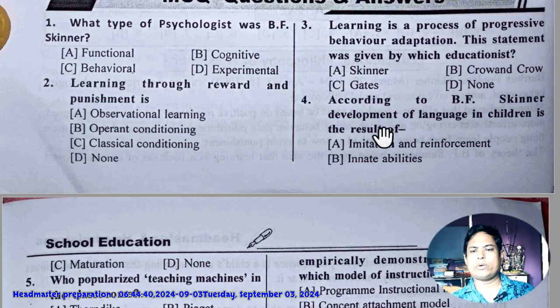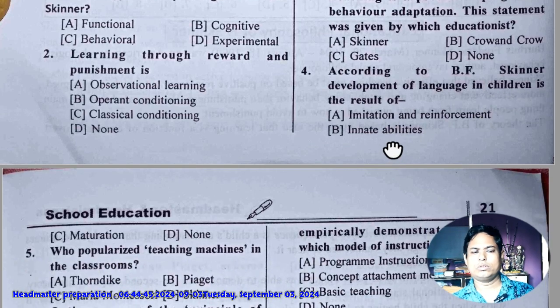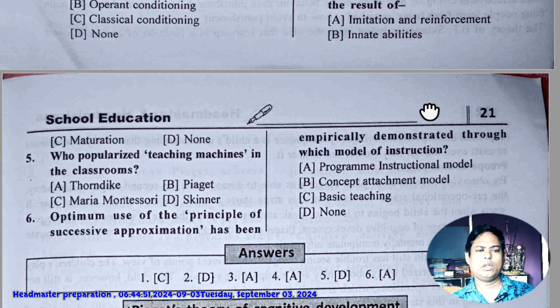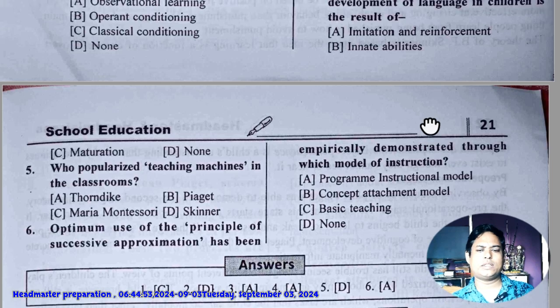According to B.F. Skinner, development of language in children is the result of imitation and reinforcement. Who popularized teaching machines in the classroom? B.F. Skinner.